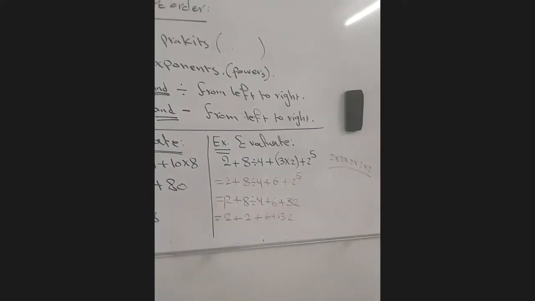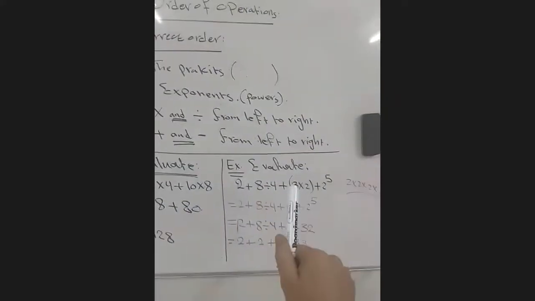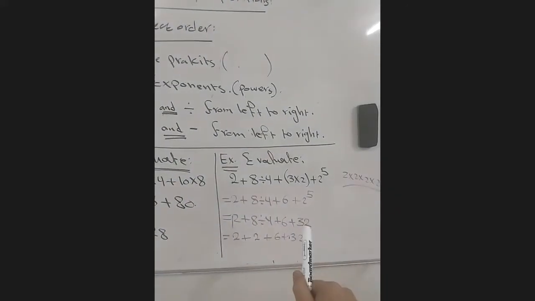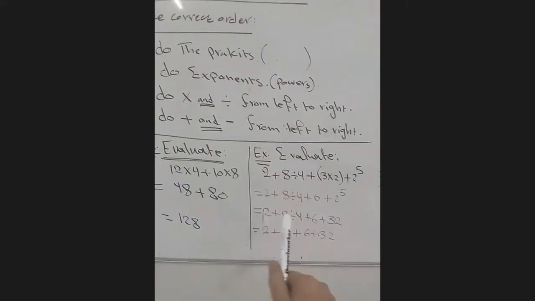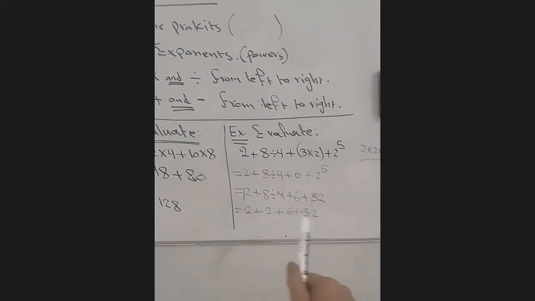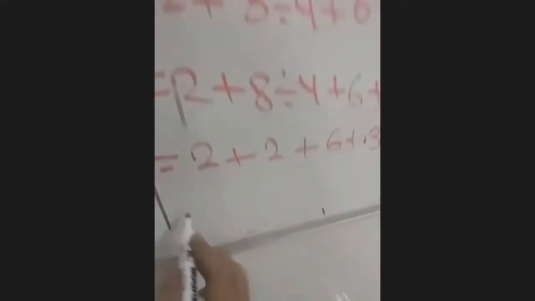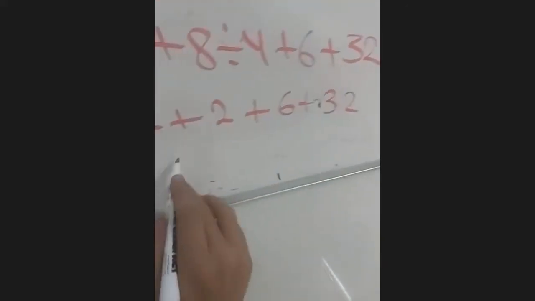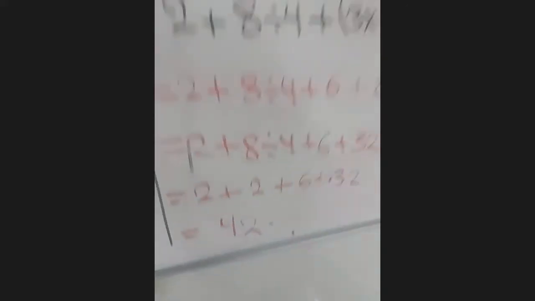So what I did until now, guys, I did the brackets. Then I did the exponents. Then I did the divide. Then I will do the addition here. The last step, we'll do the addition. Let's add. 2 plus 2, 4 plus 6, 10 plus 32, 42.